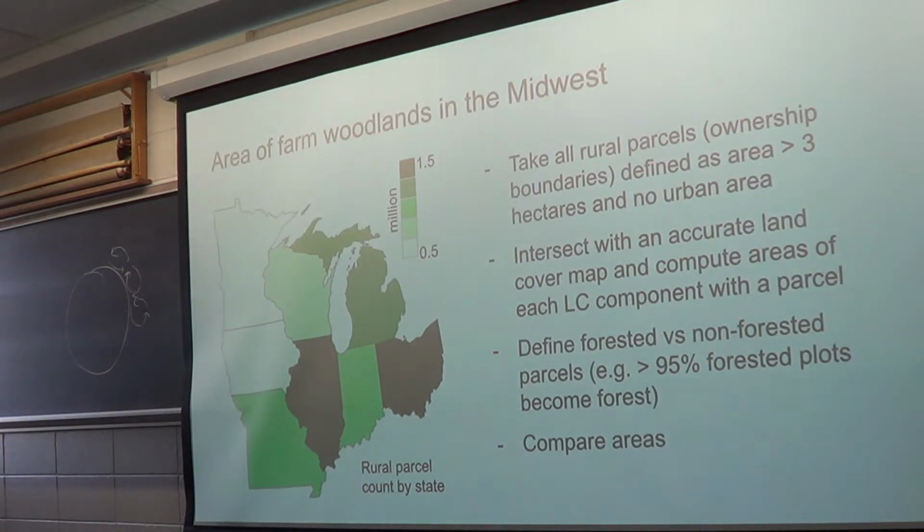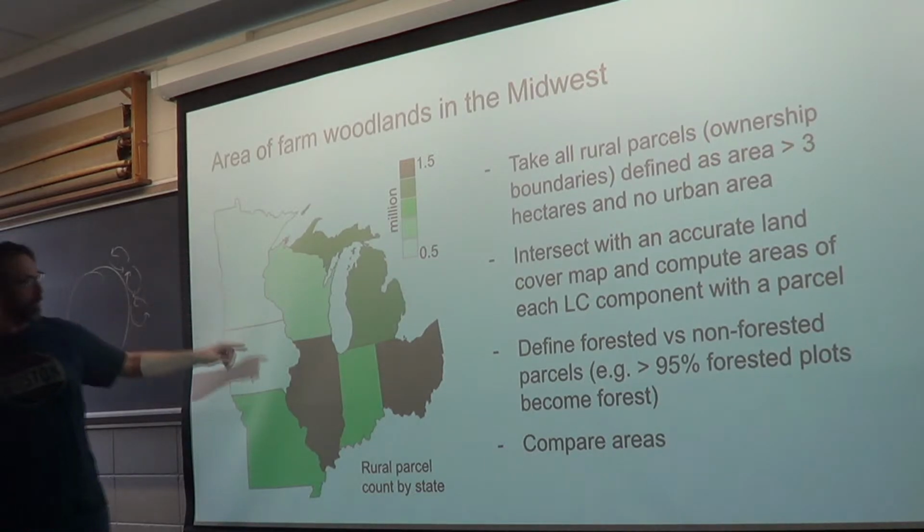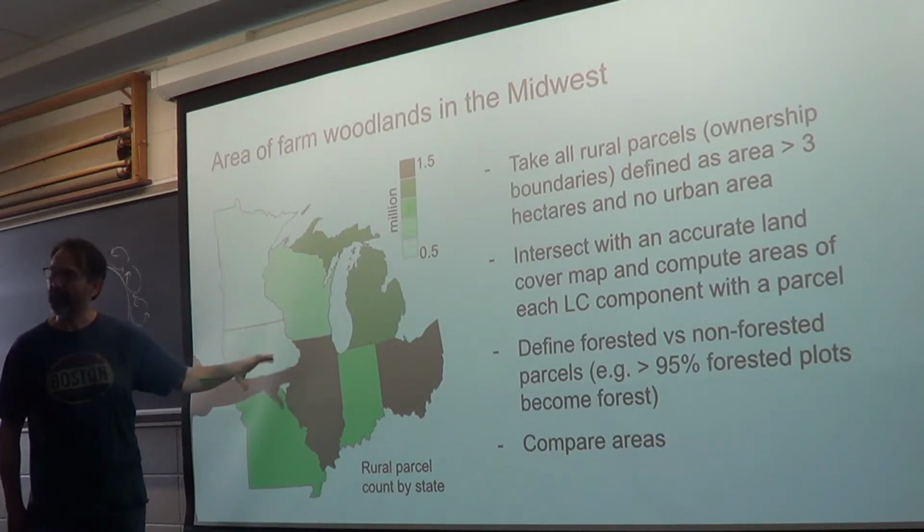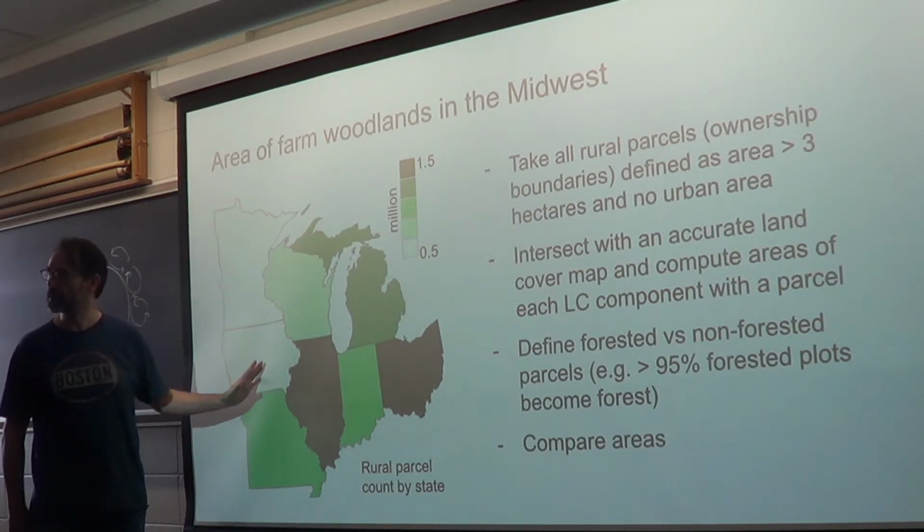So how do we know there's twice as much woodland in those agricultural plots? What we can do is take parcel data, which are somewhat publicly available across those states, and then eliminate all the parcels in urban areas, residential areas, industrial areas. These are land ownership boundaries. There are about 18 to 20 million of them across this landscape.